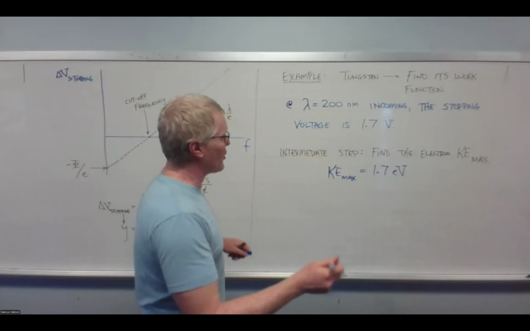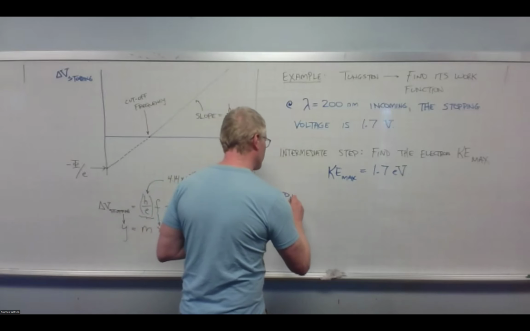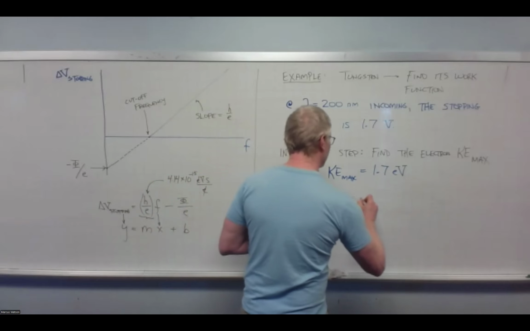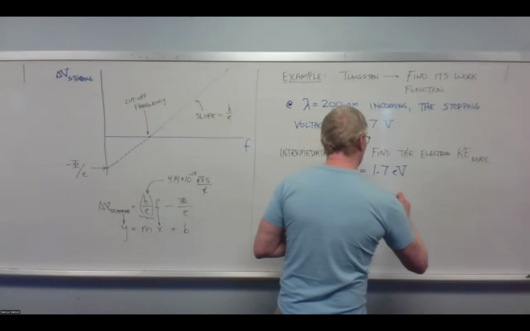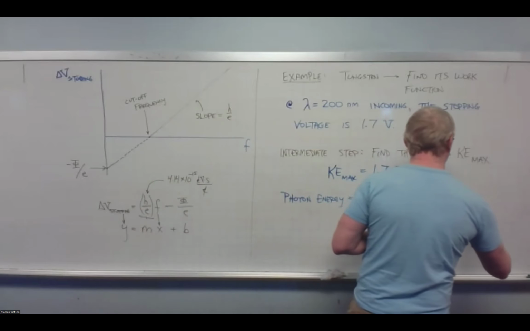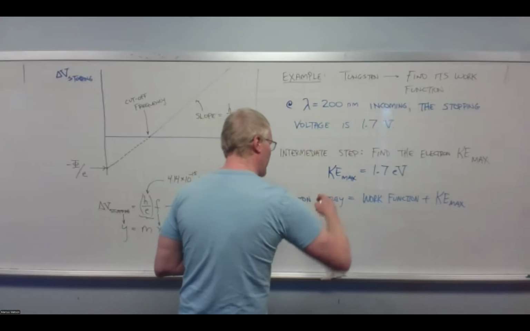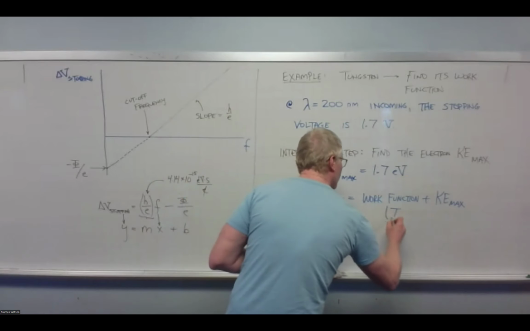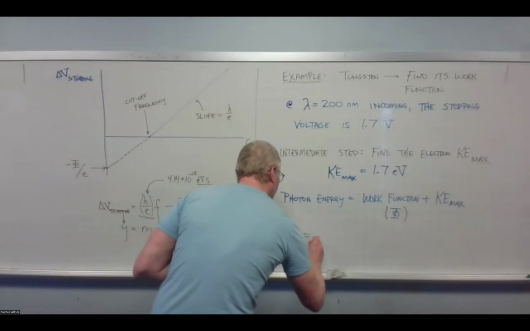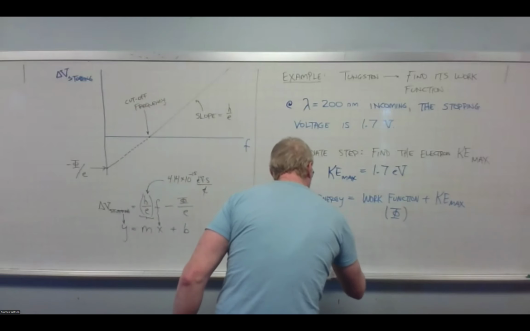If we know this, then we can go back to the total energy conservation equation, which was that the photon energy, which we should be able to calculate in this case, is equal to the work function plus Ke max. And since we're looking for the work function, we're going to flop that over to the other side. Work function, remember, is this capital Phi symbol here. So capital Phi is going to be photon energy minus the Ke max.